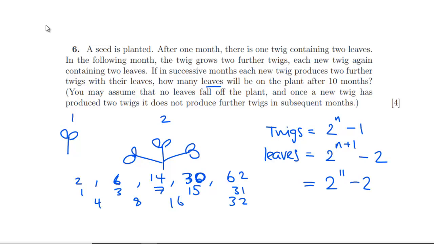Wait a minute, I'm trying to think. So 2 to the 10, I know is 1024. So that's going to be 2048 minus 2. So 2046.